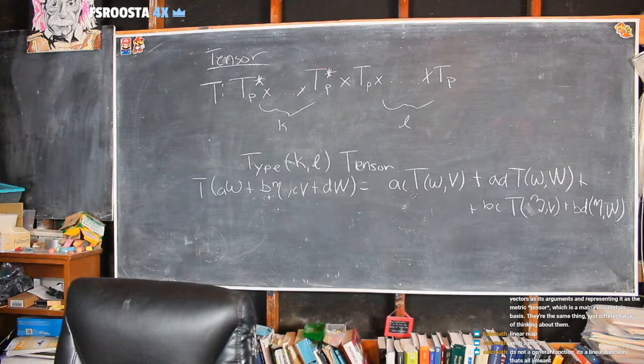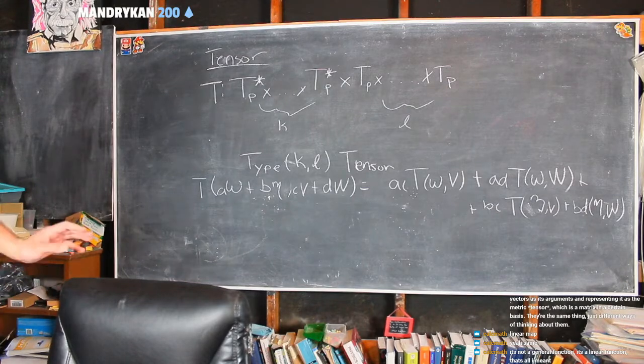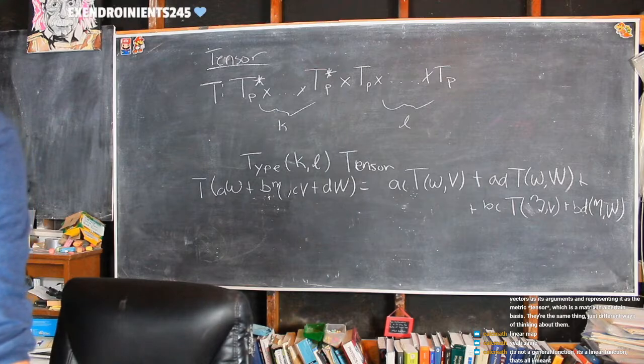So this is something you can do with a vector space. That's what you would do. That's the linear mapping of those two things on each other.